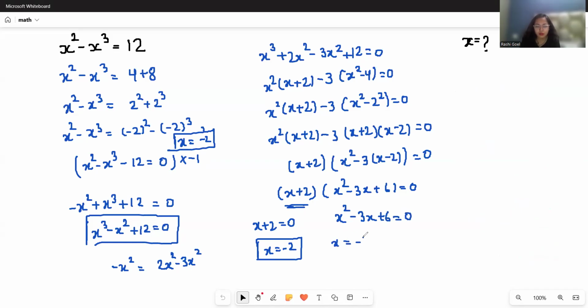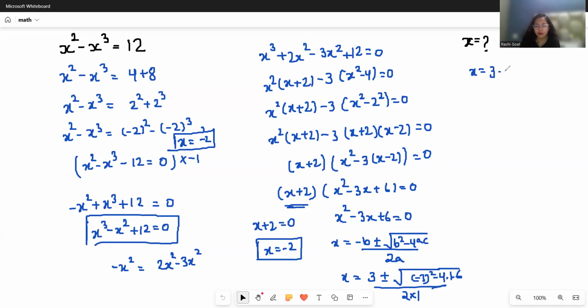So x is equals to minus b plus minus under root b square minus 4ac by 2a. So x is equals to 3 plus minus under root minus 3 square minus 4 times 1 times 6 by 2 times 1. So x is equals to 3 plus minus under root, minus 3 square is 9, minus 4 times 6 is 24, by 2. So x is equals to 3 plus minus under root minus 15 by 2.